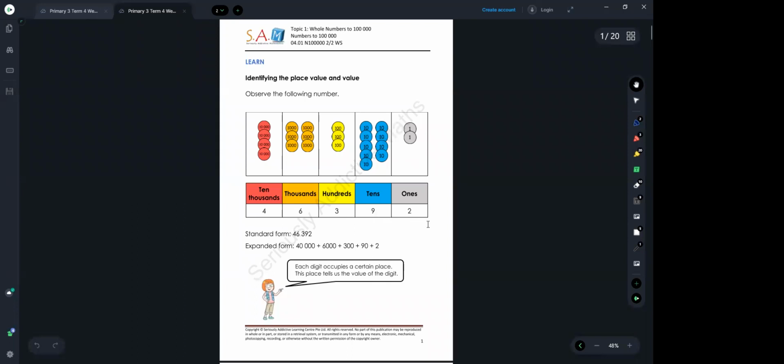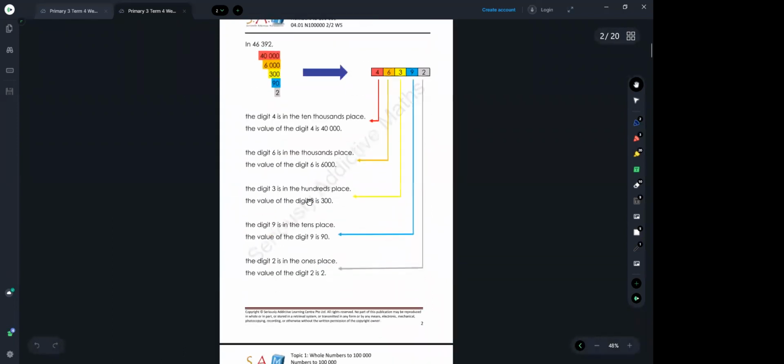A lot of times they get confused. When you ask them what's the number here, they tell you 6 is the number. Well, not in this context, right? Because the number in question is 46,392. 6 is just a digit, all right? So the digit in a particular place value. All right, so please go through with them.